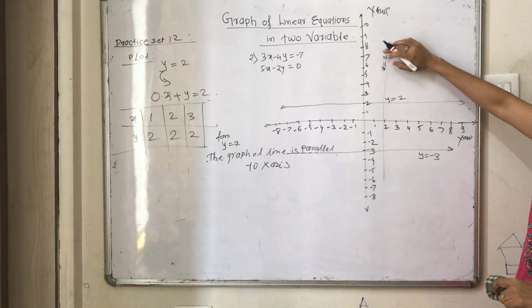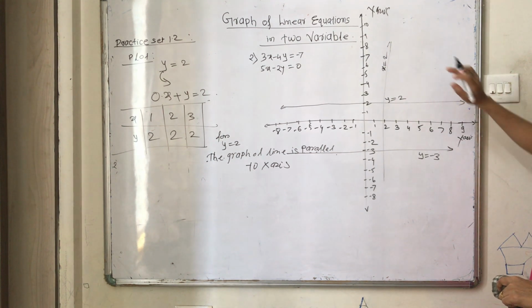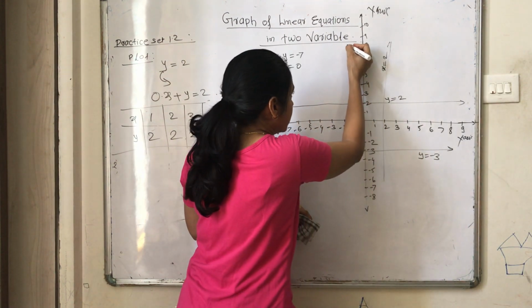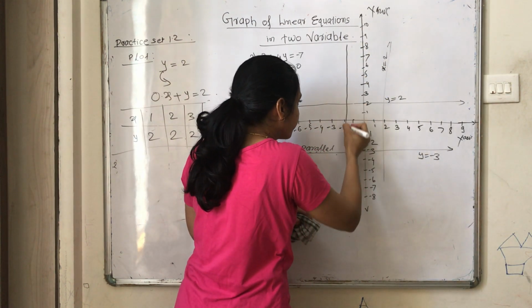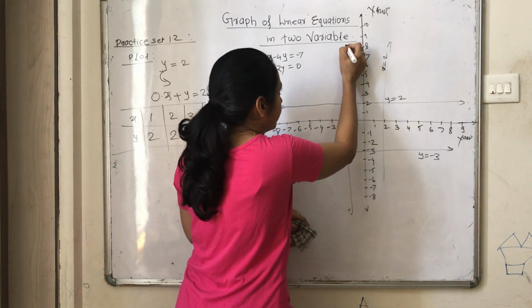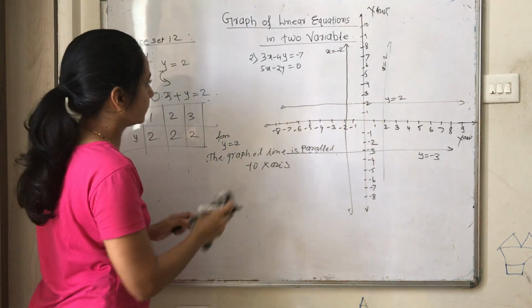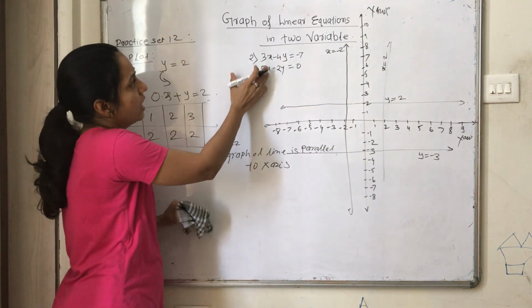X is equal to 2 is what? Parallel to the y axis and perpendicular to the x axis. And this is for x is equal to minus 2. Okay, this is for x is equal to minus 2. And the next concept is what?